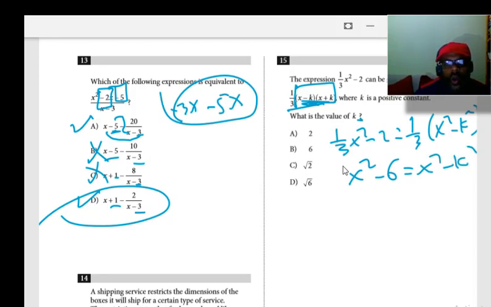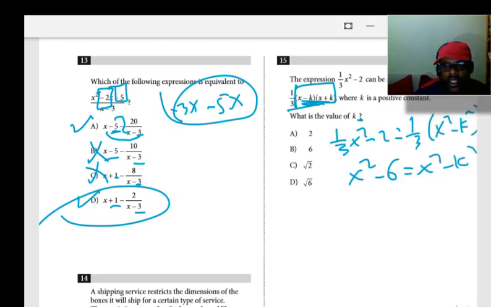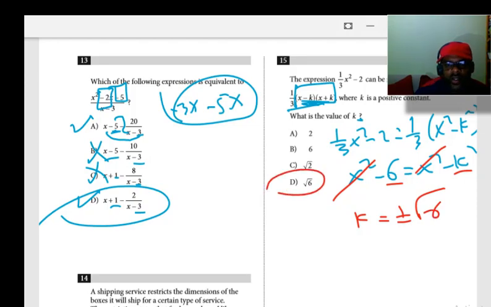k squared. Now we have terms which match the same term on opposite sides of an identity. So this is the same as this one. These two are equal, so the value of k is going to be plus or minus the square root of 6. So the answer is positive 6.